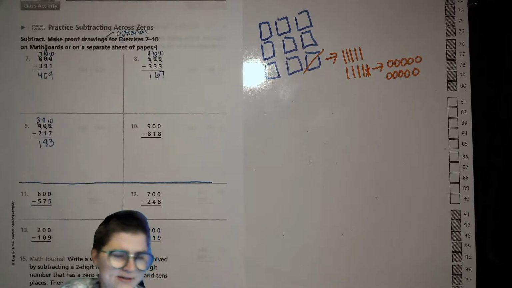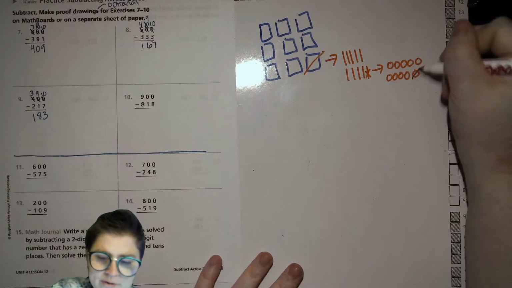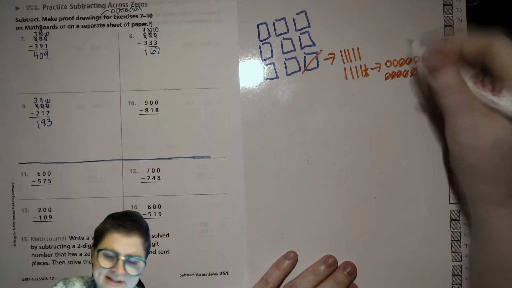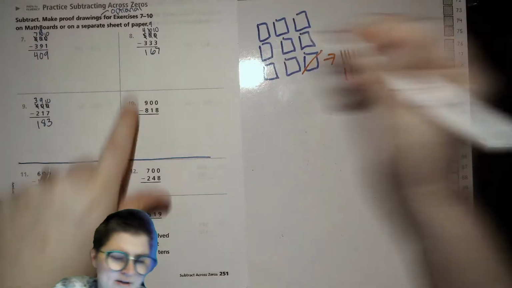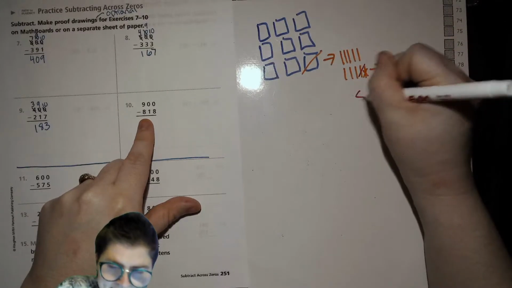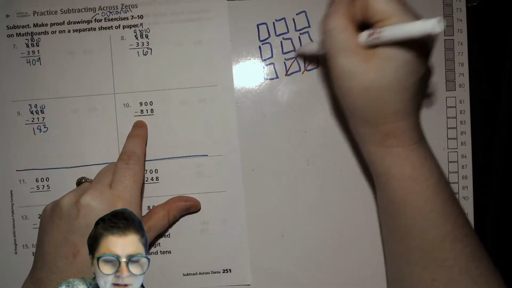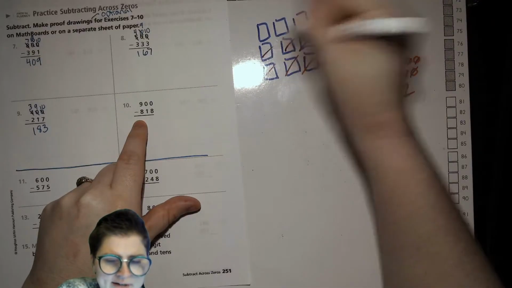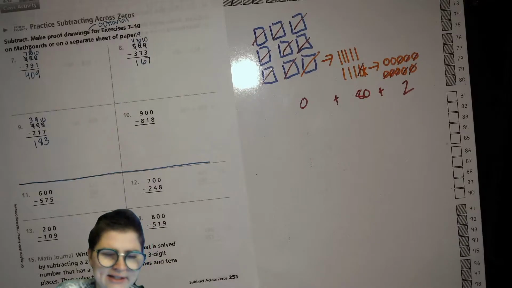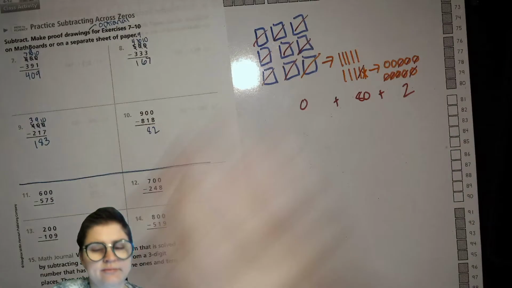Then we'll cross those out. 1, 2, 3, 4, 5, 6, 7, 8, and that is 2. Cross out one of those 10 sticks, boom, and that leaves us with 8 left, 80. And then 8 of these hundreds. 1, 2, 3, 4, 5, 6, 7, 8. That's all of them, so there's no hundreds left. Okay, so that leaves us with 82.